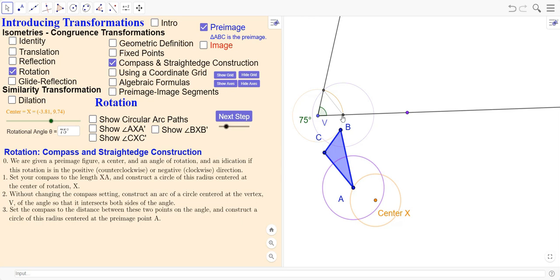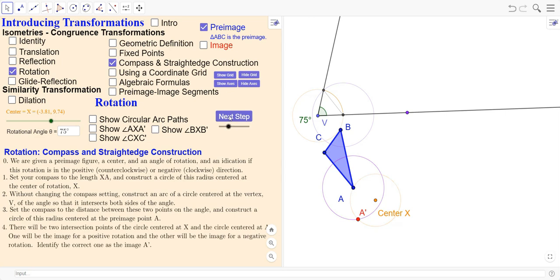So if we're going in the positive direction, we're going around this orange circle from this point to this one in a counterclockwise method. So just go counterclockwise here to the nearest one. There's A prime. And so that identifies the correct one. If we were rotating in the negative direction, then this point over here would have been A prime.